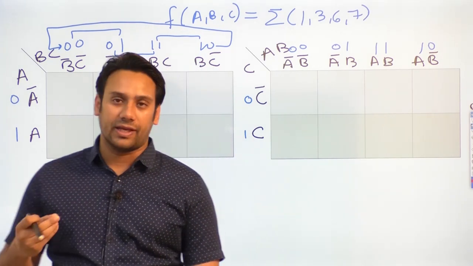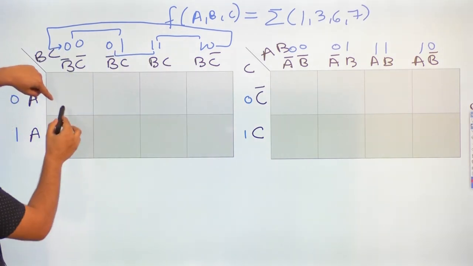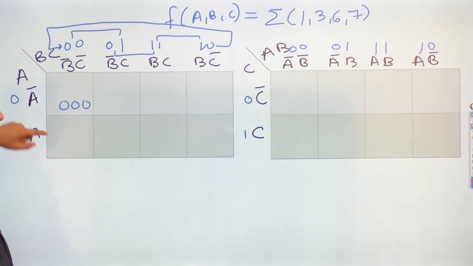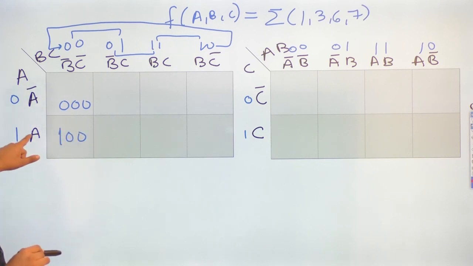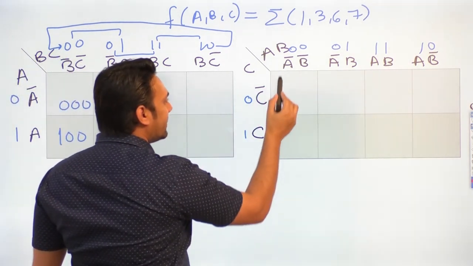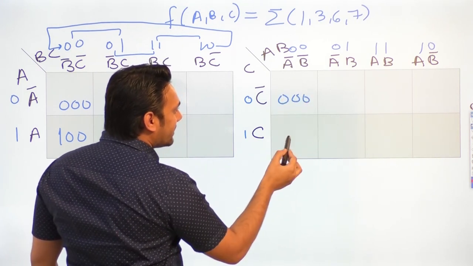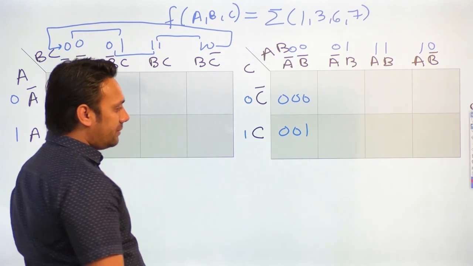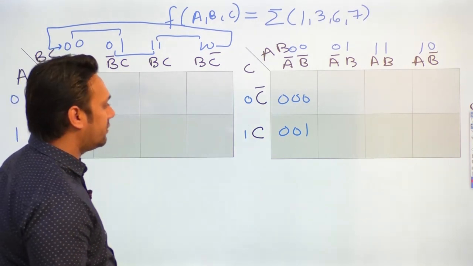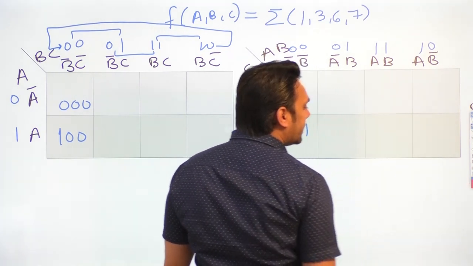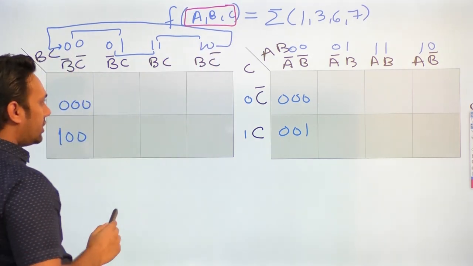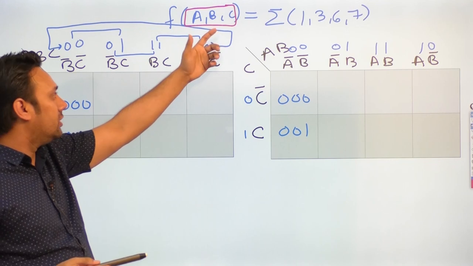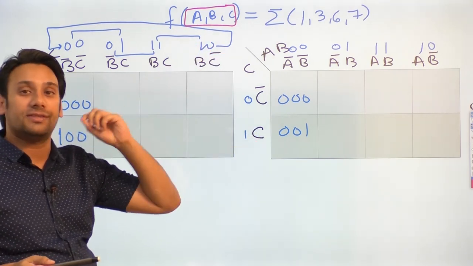Now something very interesting is happening here. This cell is representing 0, 0, 0 and this cell is representing 1, 0, 0. Why am I writing 1, 0, 0? Because this row is A and here we have B complement C complement. Now this cell is representing 0, 0, 0 and this cell is representing 0, 0, 1. Why have I written 001? Why have I not written 100? Because of this order, the order of variables mentioned in the function.